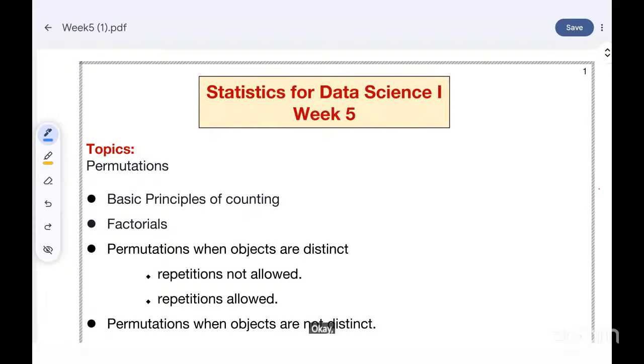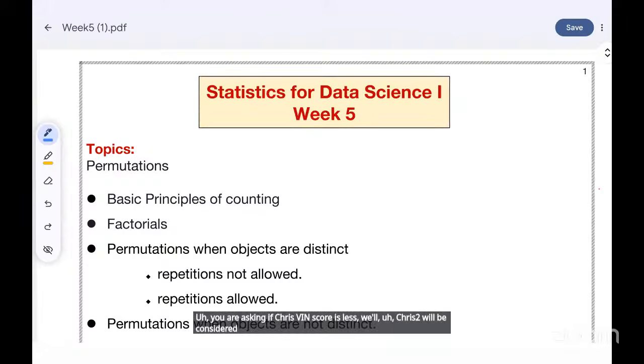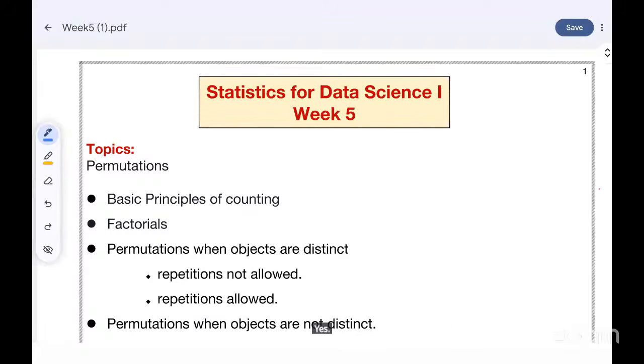Okay, so yeah. In the quiz one, my marks were not so good. So, if I appear for the quiz two, will only the quiz two marks be considered? You are asking if the quiz one score is less, will quiz two be considered? Is that correct? Yes. It's not like that.